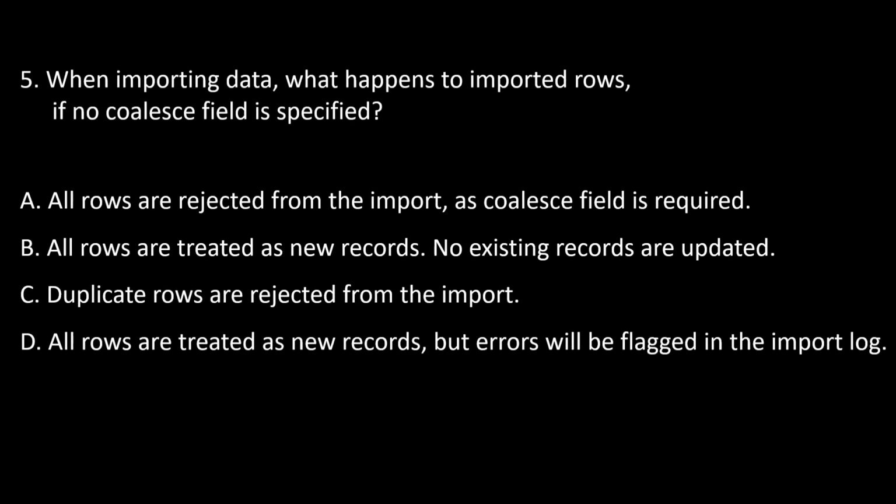Let's go to the next question. When importing data, what happens to the imported rows if no coalesce field is specified? Generally, coalesce works like this: if you mention it as true, then it will check for the exact values we mentioned as coalesce true, and if they are there, it will update the records. If not, it will treat them as new records. Then we check the answer: if all rows are treated as new records, then no existing records are updated.